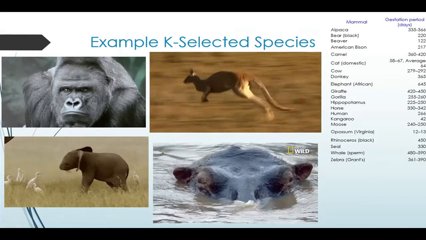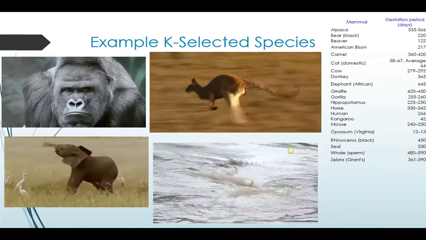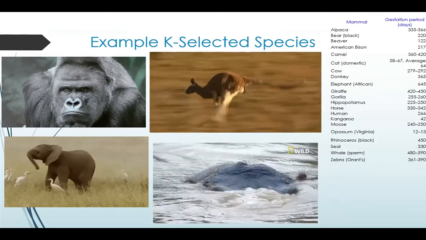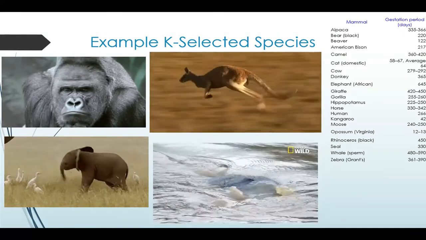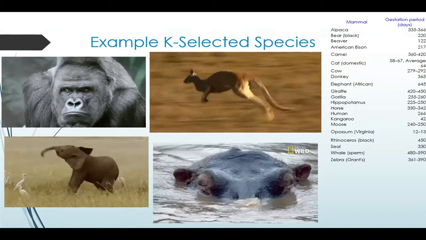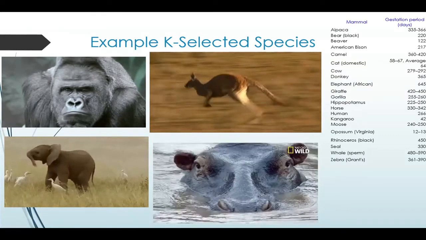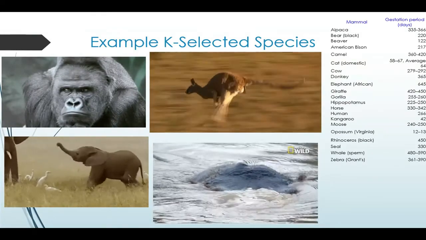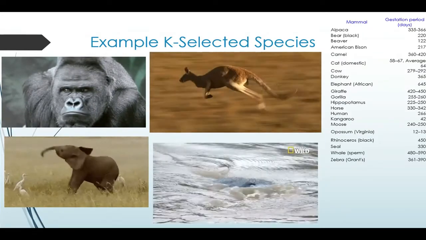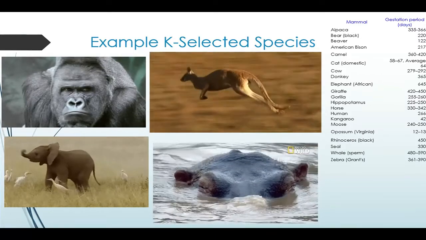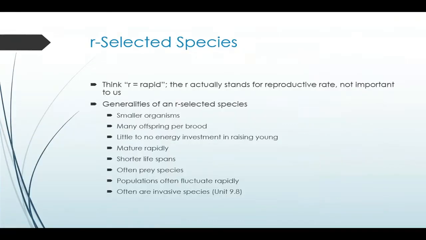And over here on the right-hand side, you can see a list of different organisms and their gestational period. So how long are they actually in the womb or in utero? And you can see different things from elephant at 645 days to things like seals at 330 days, so almost a year for seals to have an offspring. Various organisms have different gestational periods.